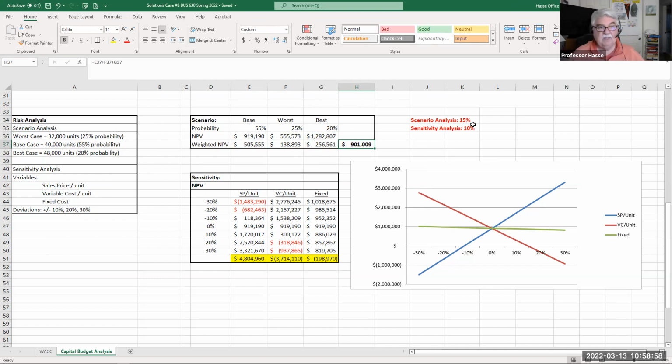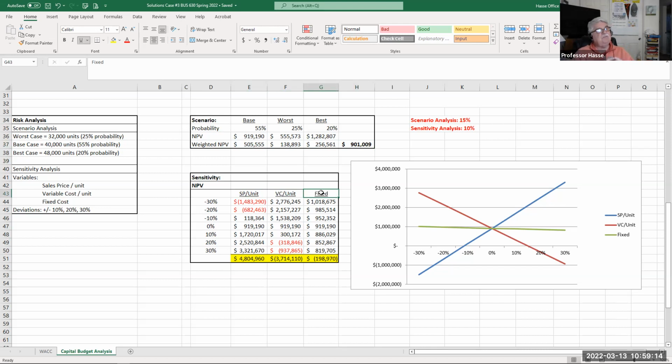Still pretty high, even with the worst case scenario of only 32,000 units, we're still making over $500,000 in NPV. Pretty good. In the sensitivity analysis, it's taking the selling price per unit of $45, the variable cost per unit of $35, and the fixed cost, not the weighted average cost. This is where a lot of students miss.